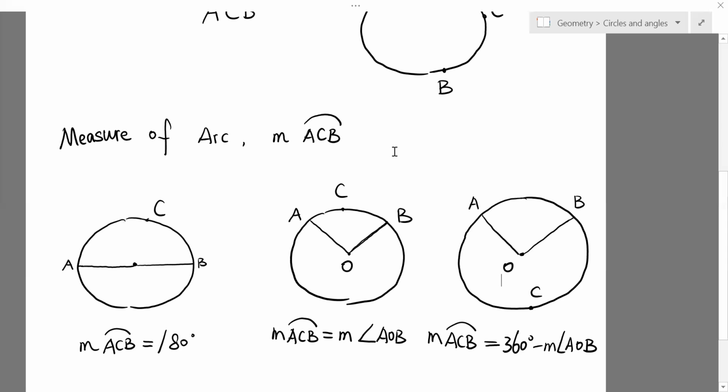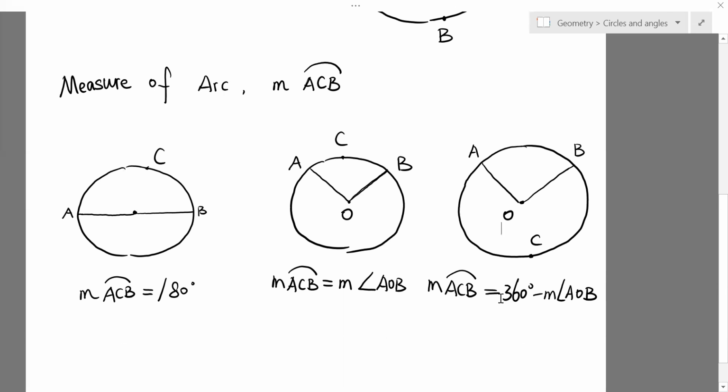And lastly, if we're looking at a major arc, for instance, in this case the arc ACB is a major arc, then the measure of this major arc is defined as 360 degrees minus the measure of the central angle with A and B sitting on those two edges of this angle. So that would be our definition of the measure of arc.